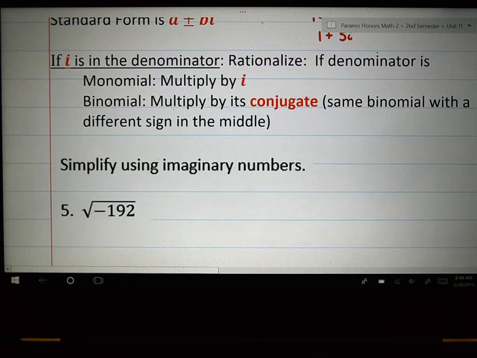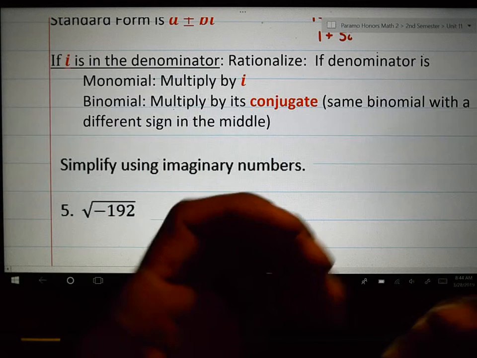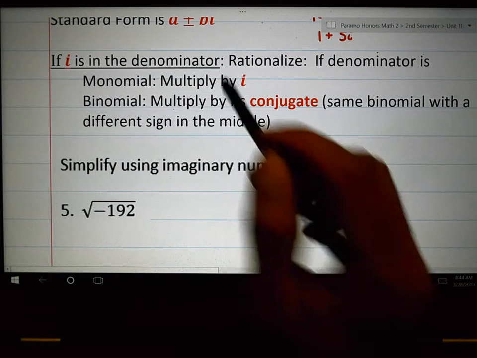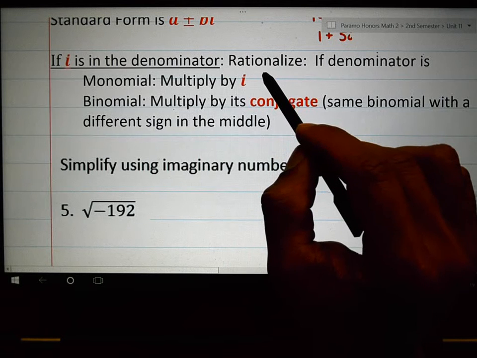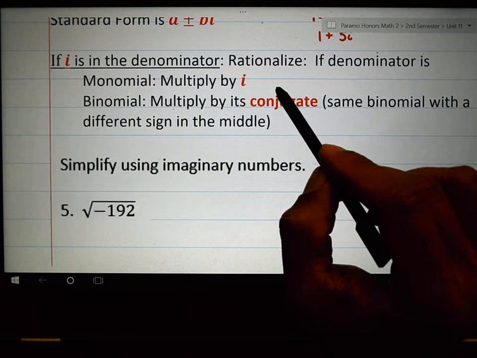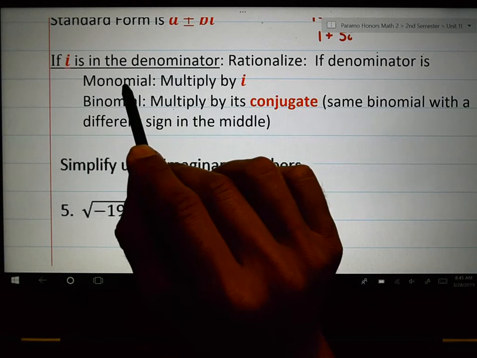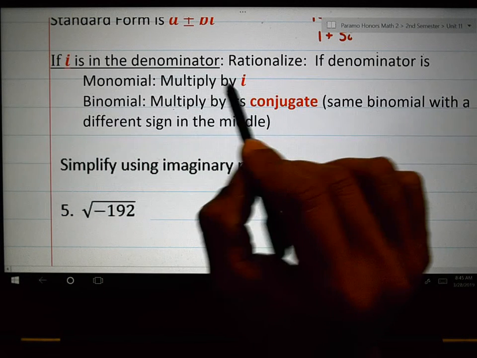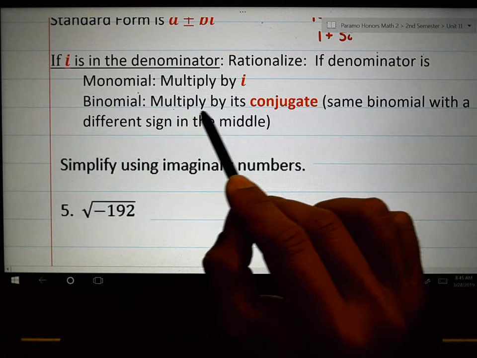The last thing that I have up here is, what do we do since sometimes square roots are in the denominator? I taught you how to rationalize square roots. Well, what if there is an i in the denominator? That means you have a radical in the denominator. You're going to have to rationalize, just like what we did in previous sections. It's like unit 0, I think it is. If the denominator is a monomial, you're just going to multiply by i, meaning one group of multiplication. If it's a binomial, we have to multiply by its conjugate.